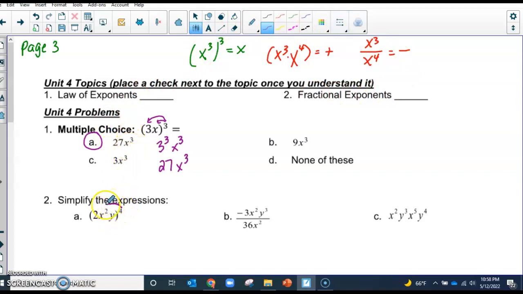For here, my 4 needs to be distributed to everything. Okay, so I've got 2 to the 4th. Let me write that again for you. This is going to be 2 to the 4th times x to the 2 times 4 times y to the 1 times 4. 2 to the 4th is 16. This becomes x to the 8th, and this becomes y to the 4th. Here is my final answer for number 2.